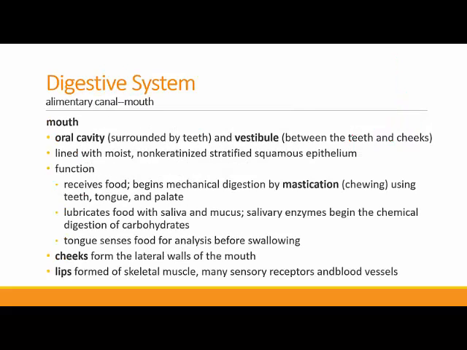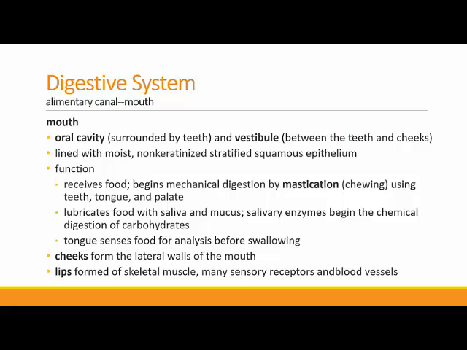Okay, so let's take a look at the structures and the function of different regions of the alimentary canal, and we'll begin at the mouth. The oral cavity is the region inside the teeth. So surrounded by the teeth, that's the oral cavity. The vestibule is the space between the teeth and the cheeks.